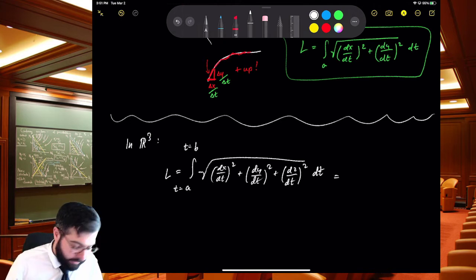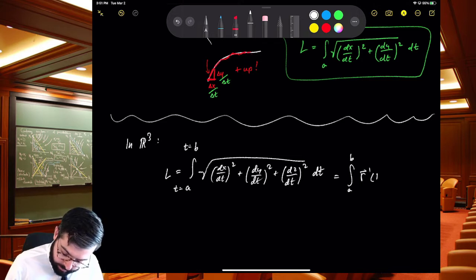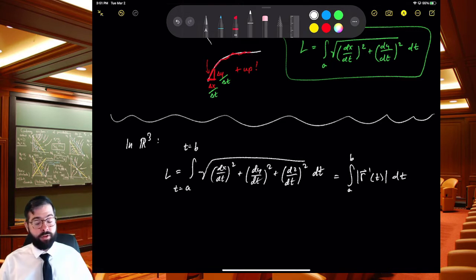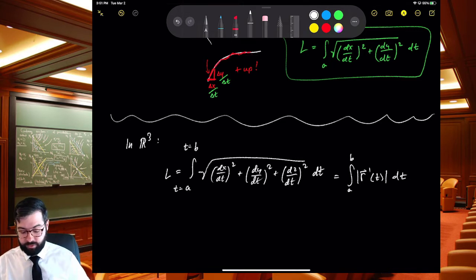Another way to write this: the integral of the magnitude of the derivative of the vector function, so the magnitude of the tangent vector with respect to t.